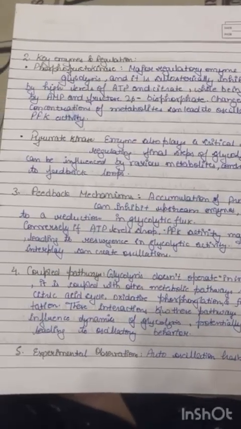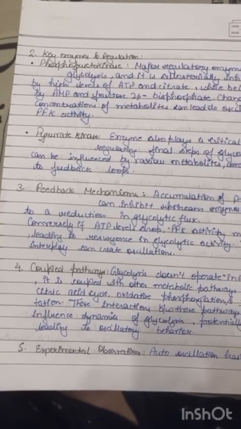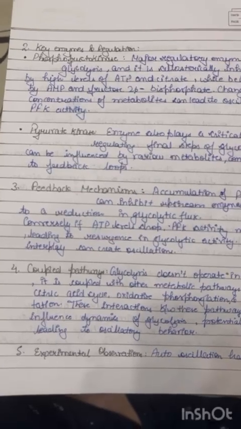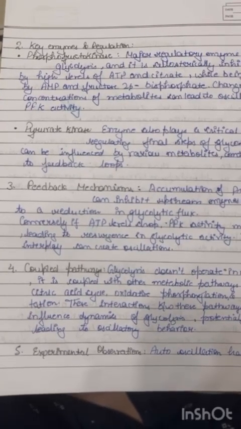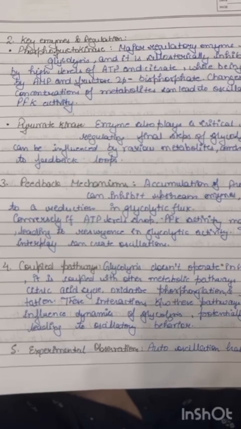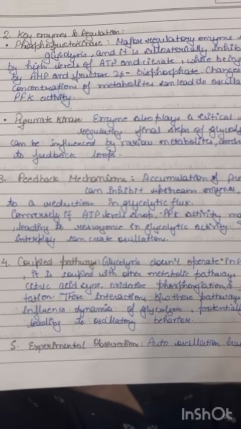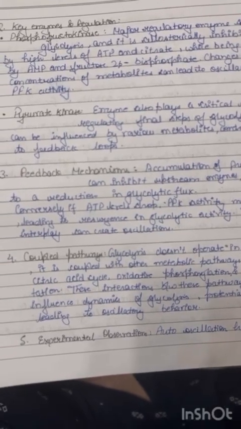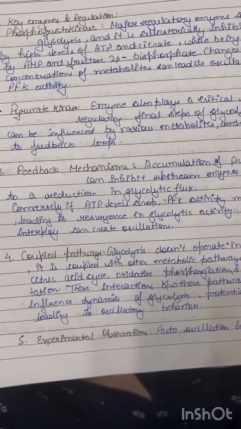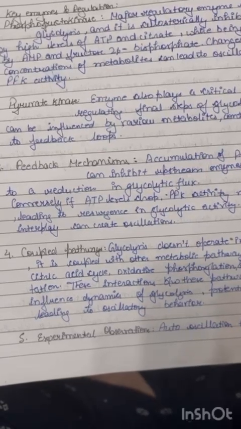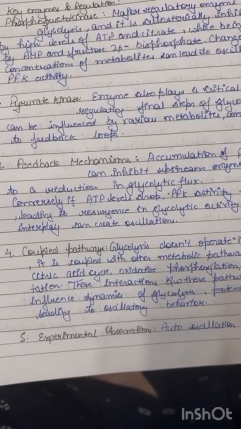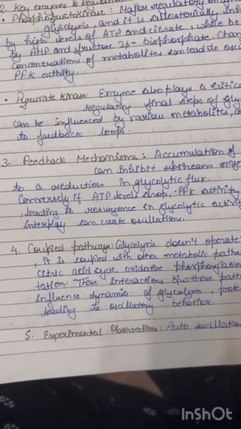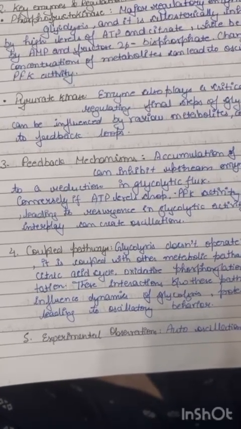Key enzymes of regulation. Phosphofructokinase is a major regulatory enzyme in glycolysis, and it is strongly inhibited by high levels of ATP and citrate, while being activated by AMP and fructose 2,6-bisphosphate. Changes in concentrations of metabolites can lead to oscillation in phosphofructokinase activity. Pyruvate kinase also plays a critical role in regulating the final steps of glycolysis and can be influenced by various metabolites, contributing to feedback loops.